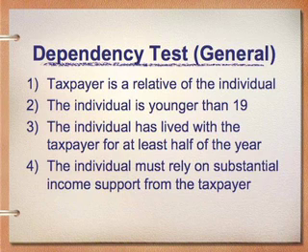Okay, so as I mentioned, there's certain tests and requirements that a dependent has to meet in order to be qualified as a dependent. Essentially, they must be related to you, younger than 19, lived with the taxpayer for at least half of the year, and they must have relied on your income substantially. And there's also tests for people that don't qualify as relatives, that can be just a cousin or a friend of some sort that's living in your house and depending on you, but that's a little bit more complicated.